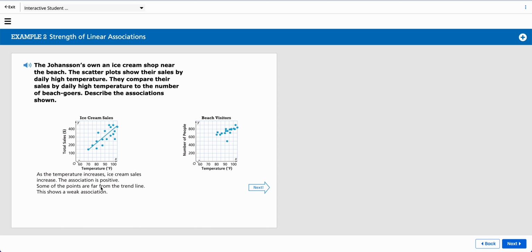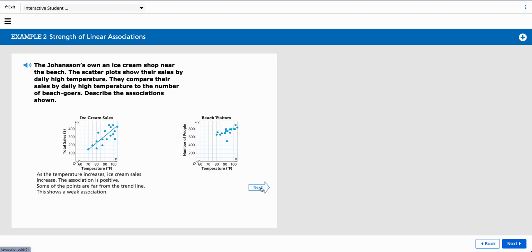Some of the points are far from the trend line. This shows a weak association. Did you hear those words? Weak association. That means that the points are far away from the trend line. Is this one going to be a weak or a strong association? This one's going to be stronger because the points are going to be closer to the trend line. The points are grouped together in a tighter cluster, right?